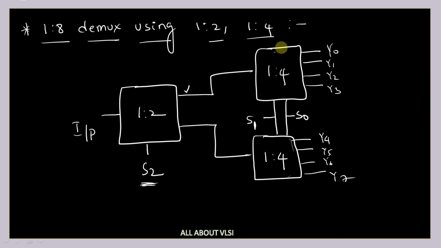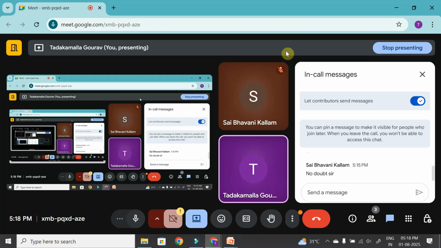Now, if the first demultiplexer is activated, then which output will be active is decided by S1 and S0. If S1 and S0 are 0 0, then Y0 will be activated, and at Y0 you are going to get your input. And if S1 and S0 are 0 1, Y1 will be given, and so on. So this is how we are going to develop a 1:8 demux using 1:2 and 1:4 demultiplexers.